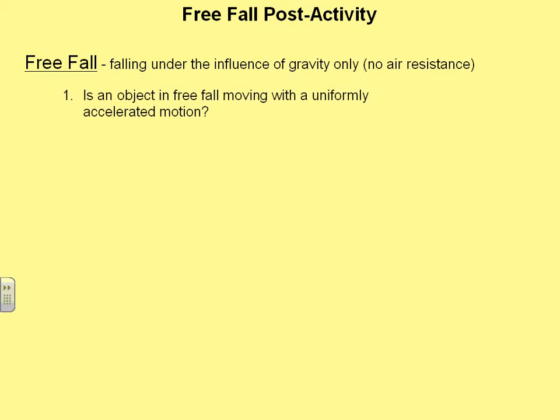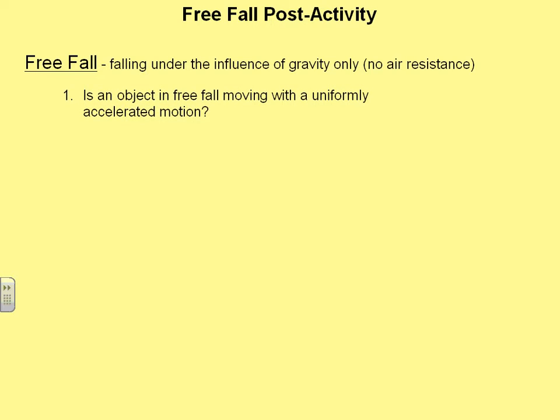Yesterday we did a wonderful little lab where we dropped all these picket fences through photo gates to measure their acceleration. And there were 3 questions that we wanted to answer. In each case, we were looking at freefall, which we've defined as falling under the influence of gravity only, no air resistance or anything else.